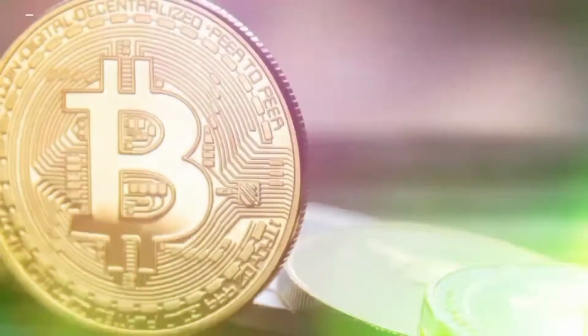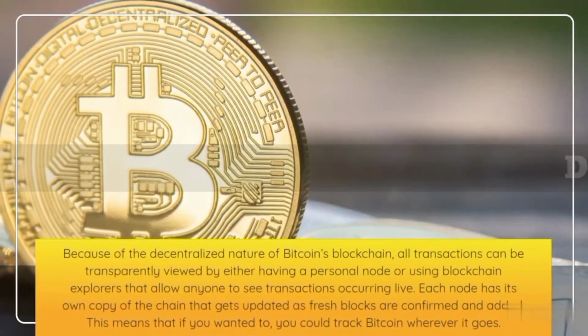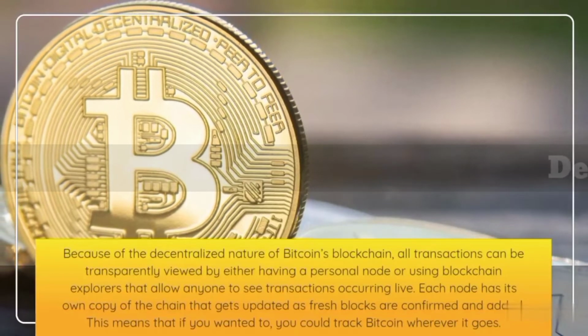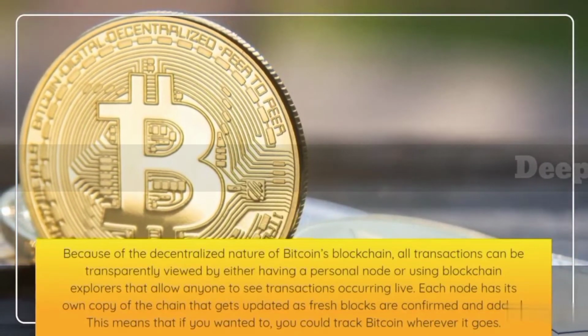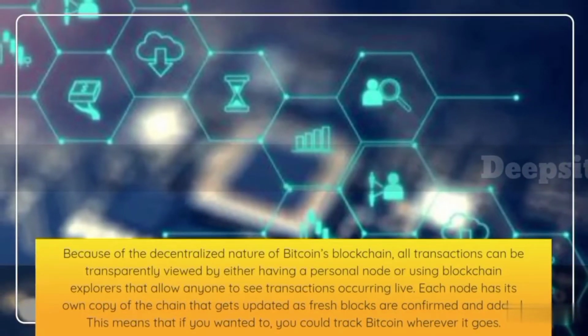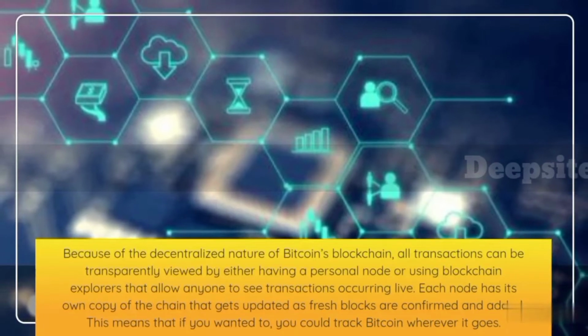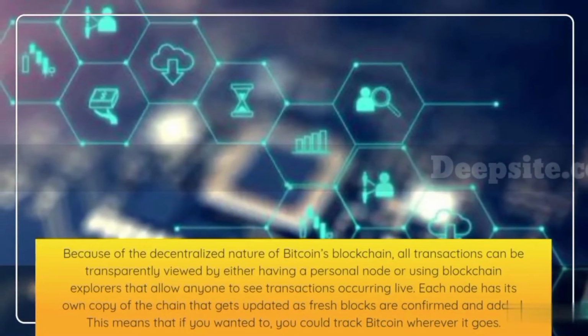Transparency. Because of the decentralized nature of Bitcoin's blockchain, all transactions can be transparently viewed by either having a personal node or using blockchain explorers that allow anyone to see transactions occurring live. Each node has its own copy of the chain that gets updated as fresh blocks are confirmed and added. This means that if you wanted to, you could track Bitcoin wherever it goes.